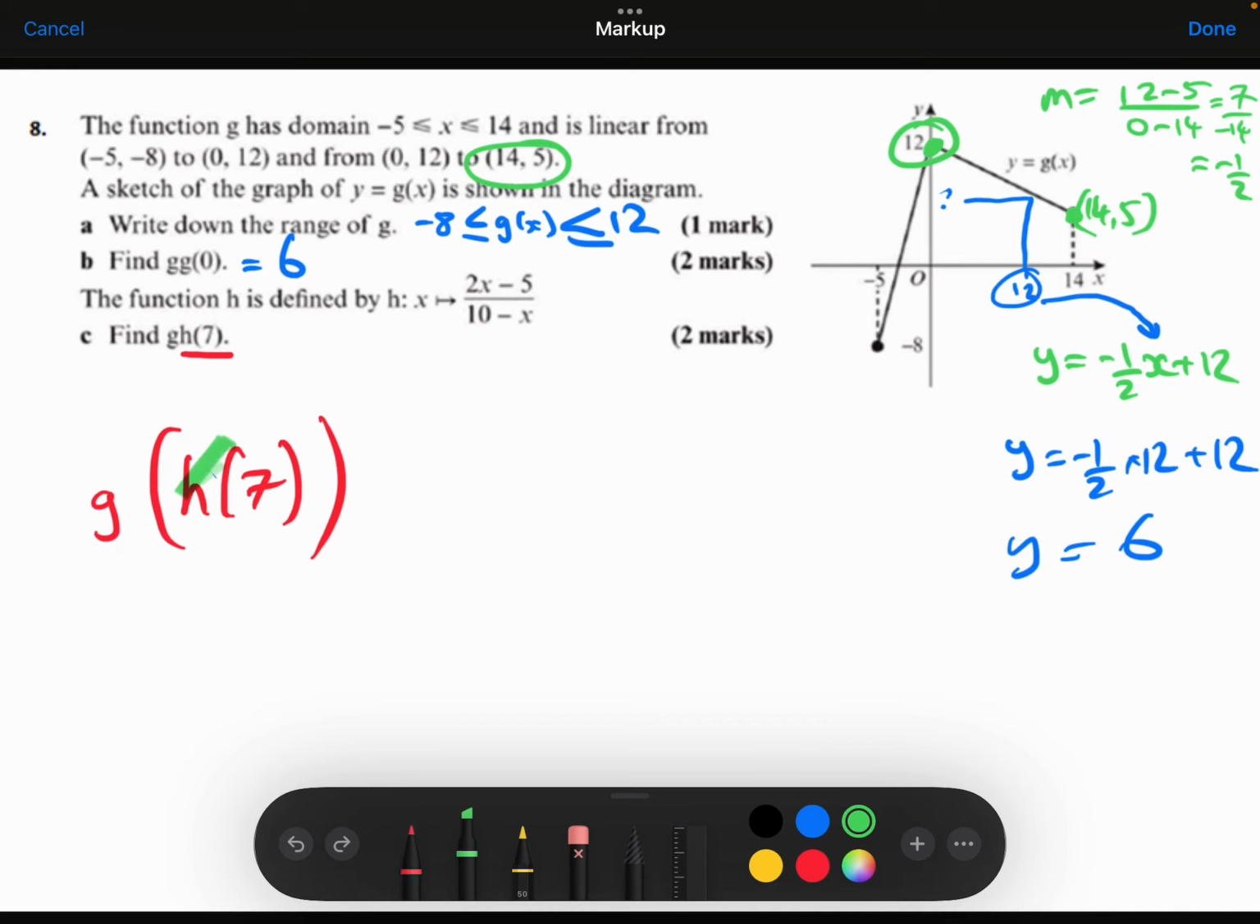So let's do h of 7 first. So substituting 7 into the h function, which I have been given the equation for here. So (2 times 7 minus 5) over (10 minus 7). So we get 9 over 3, which is 3. So h of 7 is 3.